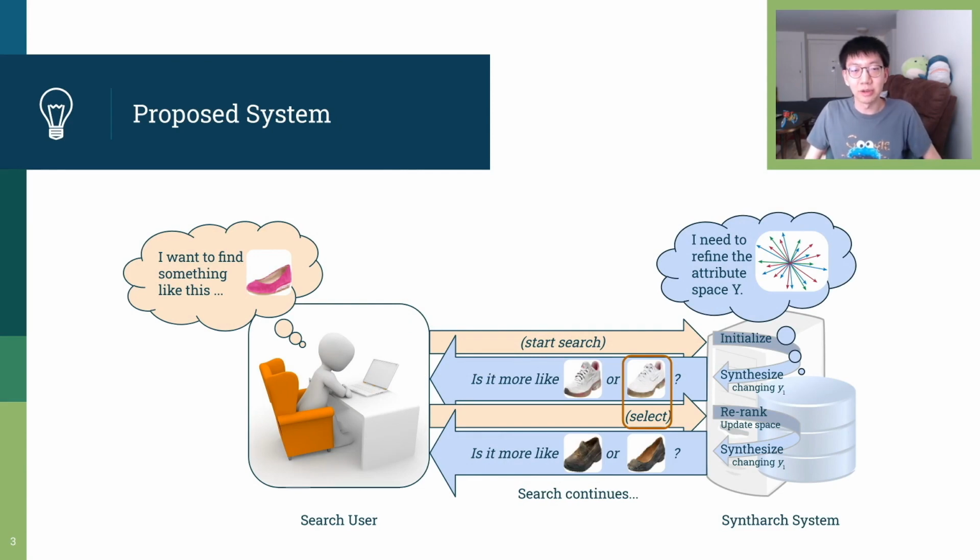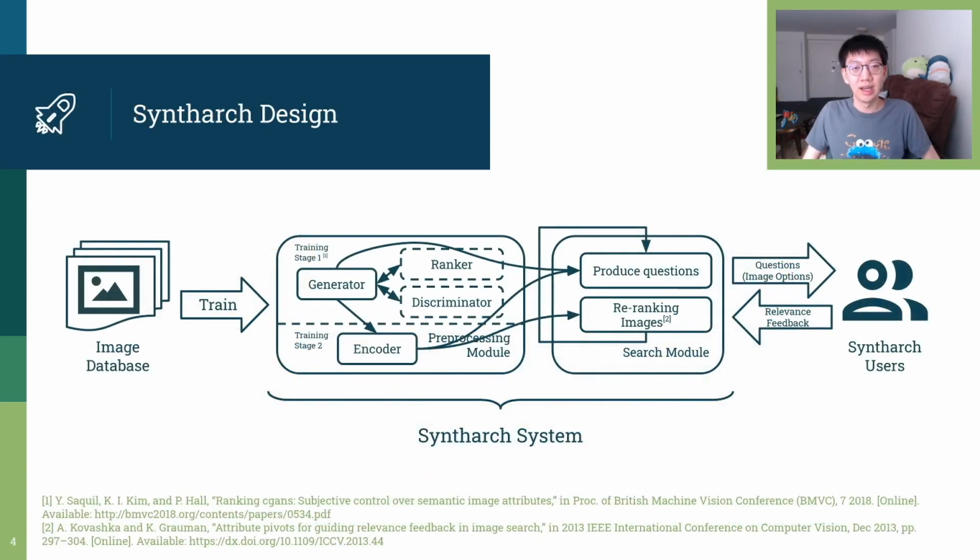As shown in the diagram on the slide, after the user starts the search, synthesized images that differ in attribute values are presented to the user as options. And when the user makes a selection that one option is closer to their target than another, the system can then incorporate that feedback, re-rank the images, and possibly continue with more questions. Syntharch leverages conditional image synthesis for collecting more informative feedback.